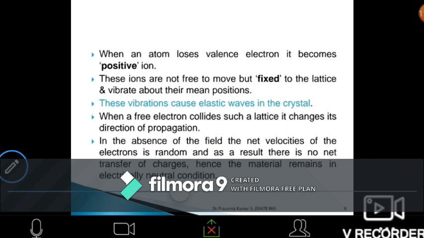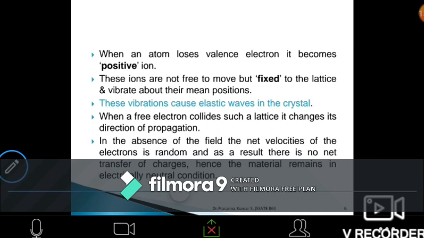So in a crystal, the atoms are arranged at regular intervals. The atoms are fixed at regular points. There is a regular arrangement of atoms in a metal, and the released electrons move in all possible directions, isn't it? The ions are fixed in the lattice. They vibrate about their mean positions.